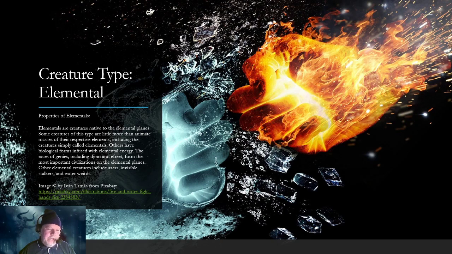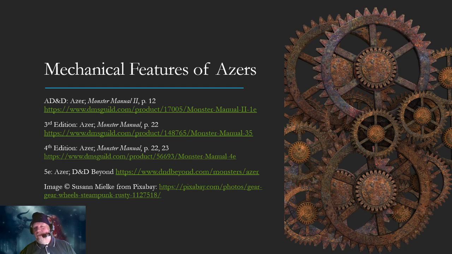The races of genies, including Jinn and Efreet, form the most important civilizations on the elemental planes. Other creatures include Azers, invisible stalkers, and water weirds. Hey, Azers even made it into the description of what an elemental being is.